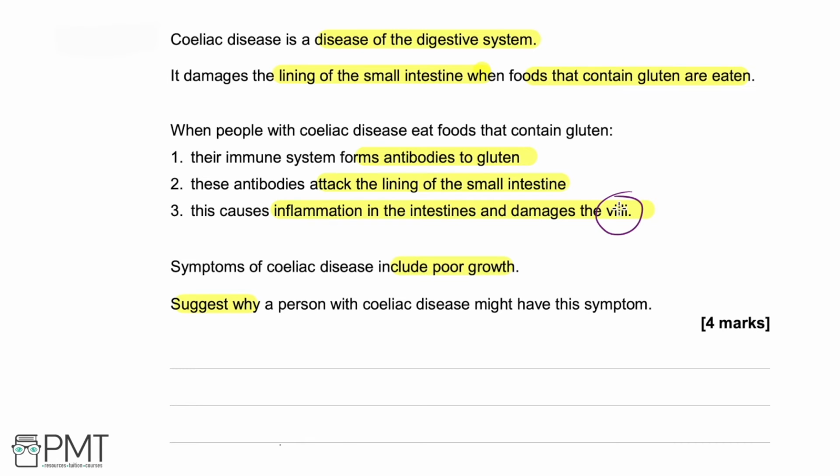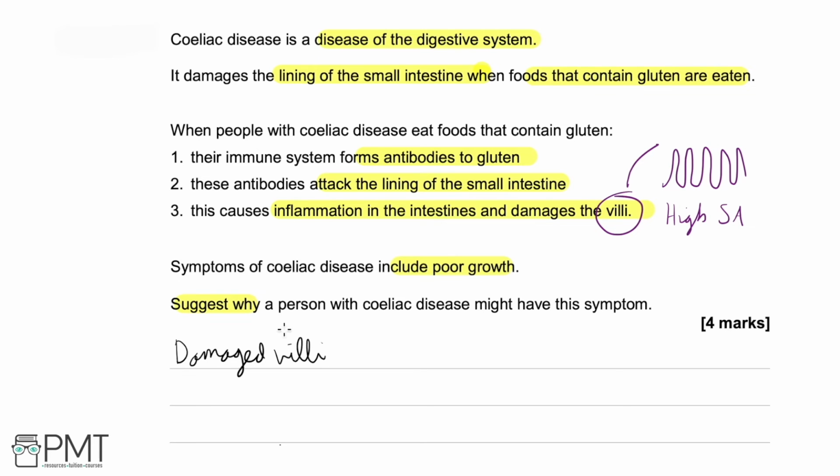Well, the key thing to note here is the mention of damage to the villi. Now, villi are small extensions of the small intestine along the whole surface, which give a very high surface area, and this allows maximum absorption of food, especially glucose and amino acids. Glucose for the release of energy and amino acids to build proteins. Now, damage to the small intestine will reduce this surface area. So that's our first point. Damaged villi reduce the surface area for absorption.